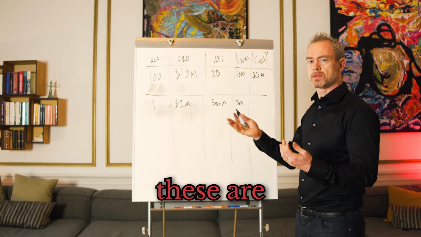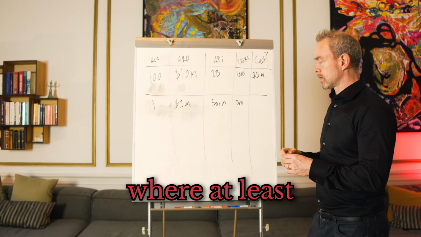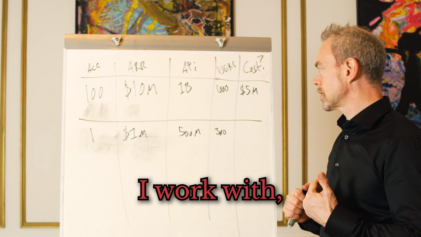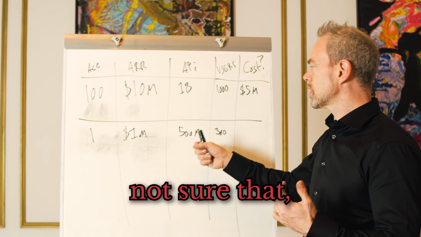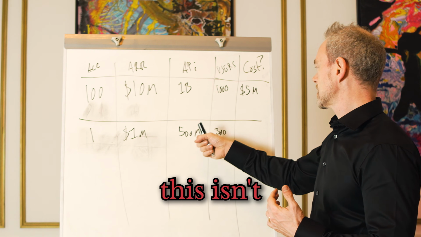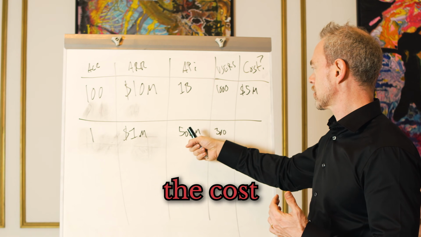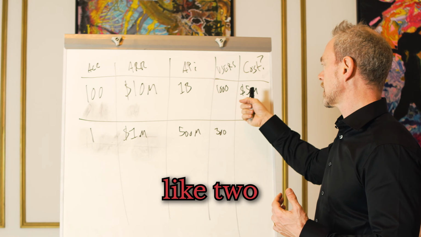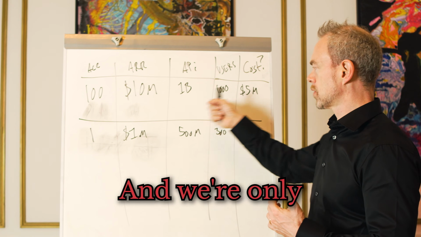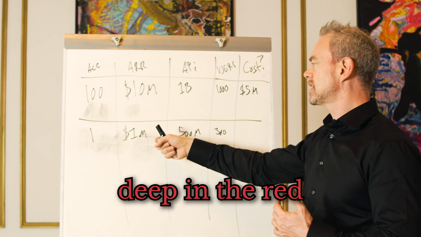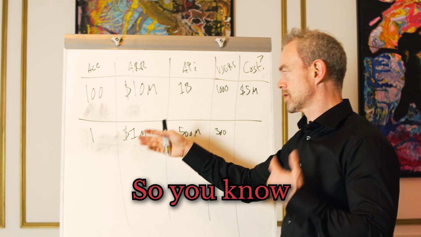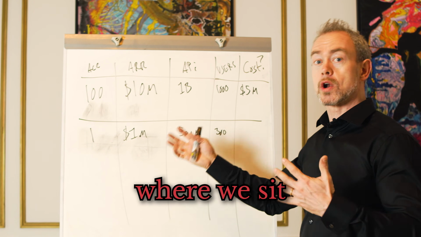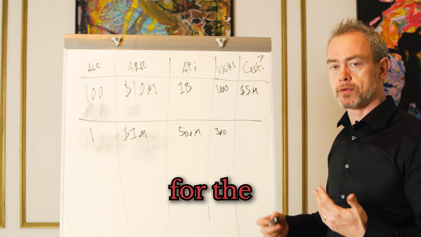And so these are the kinds of examples where, at least the clients I work with, they tend to say, well, we're not sure that we're making money on this account. If this is half the cost, we're not sure that we're actually spending 2.5 million on this account and we're only making 1 million. So maybe we're deep in the red on this one customer and we're actually making good money on all the rest. So, where do we sit on that? This is the whole starting point for the discussion.